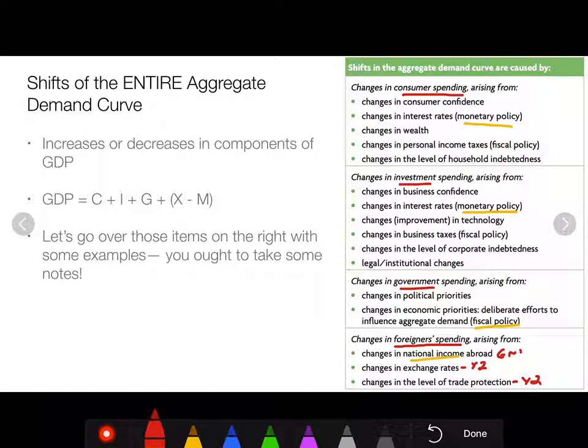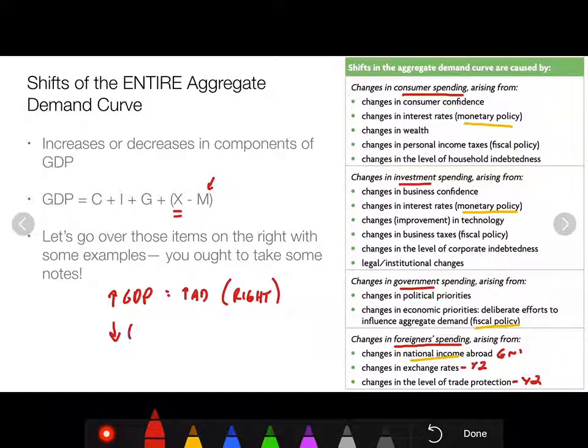but it's something that you just need to know now, that if a country exports more goods, you're going to have an increasing GDP. If a country has to import more goods, you're going to see a decrease in GDP, which means increasing GDP shifts the entire curve to the right. Decreasing GDP shifts the entire aggregate demand curve to the left. So an increase in GDP means a shift to the right for the aggregate demand curve.